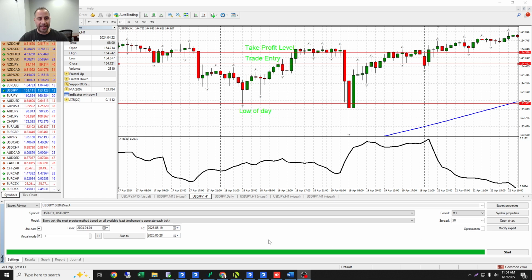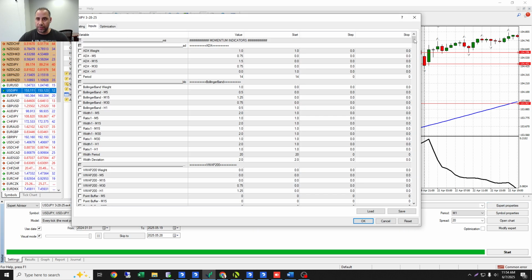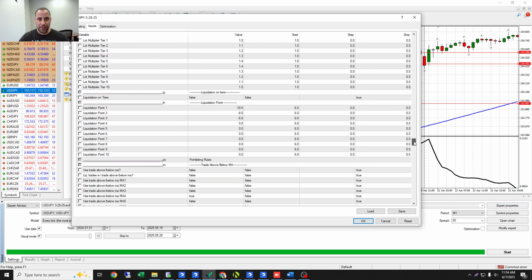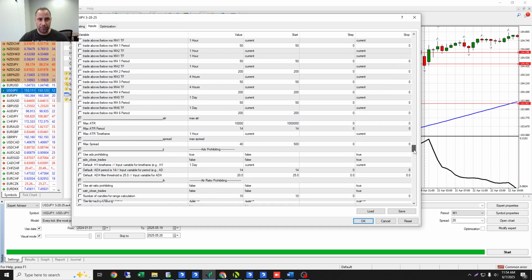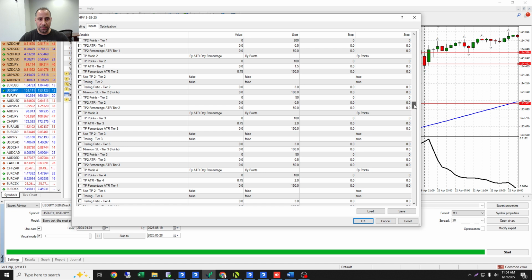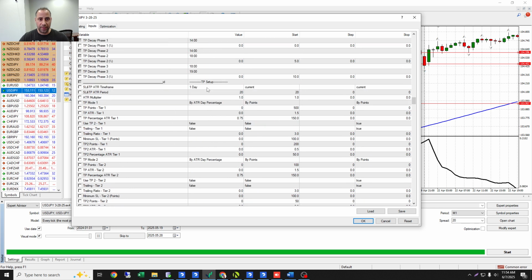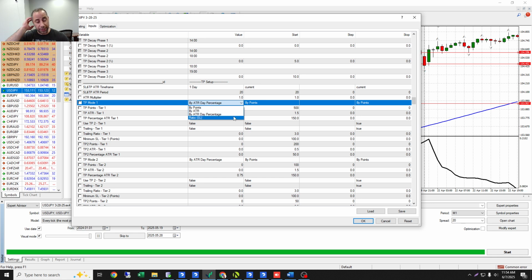Today we're going to go over our dynamic take profit system. So what is our dynamic take profit system and how does it work? Well, in order for us to go over the take profit system, we have to go over our inputs first. For our take profits, you will see here in our file that we have a choice between points, ATR Day percent, and stop loss ratio. For this scenario, we're going to go over our ATR Day percent feature.